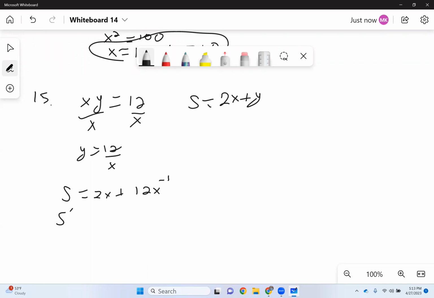Now we could take the derivative, and we get 2 plus negative 12x to the minus 2. We're going to set that equal to 0. We get 2 minus 12 over x squared equals 0.